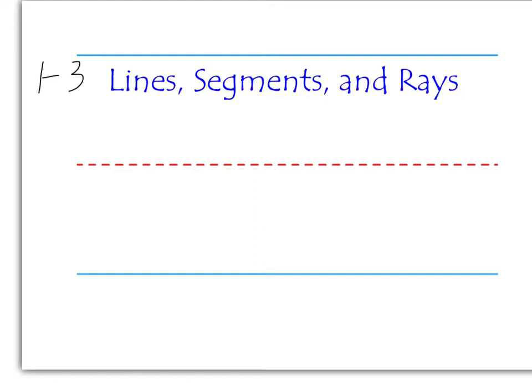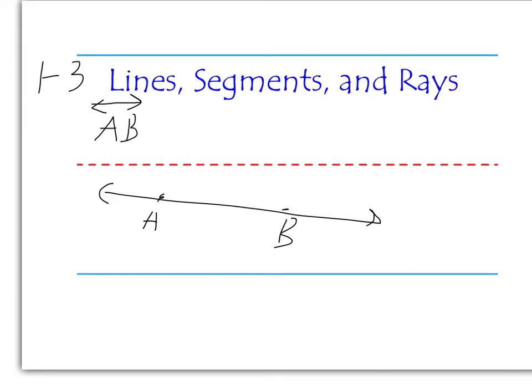Today we're going to talk about lines, segments, and rays. First I want to review some notation that we've already talked about. When you're naming a line, for example, if I draw this line with points A and B on it, we call the line that passes through those two points line AB, and we write that as AB with a line over it. Easy enough to remember.